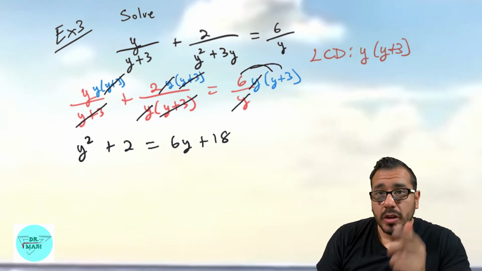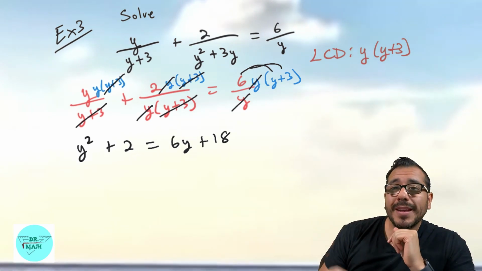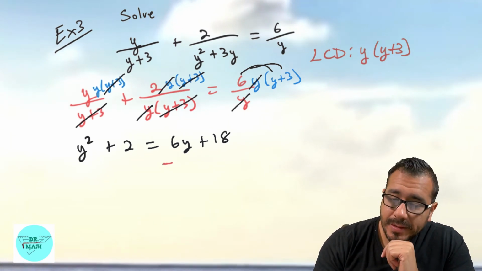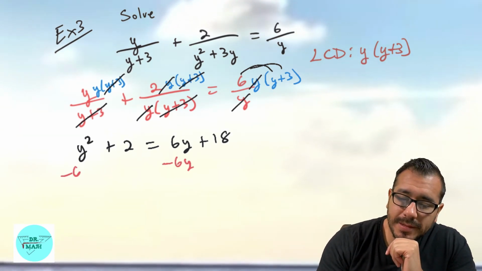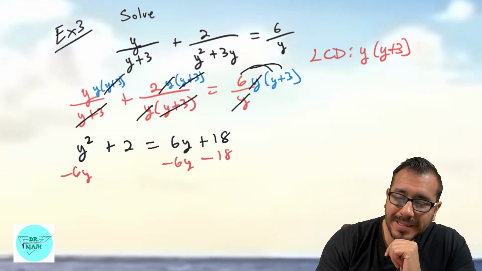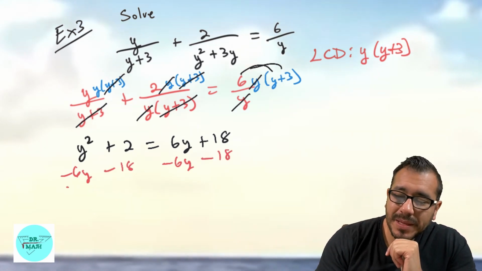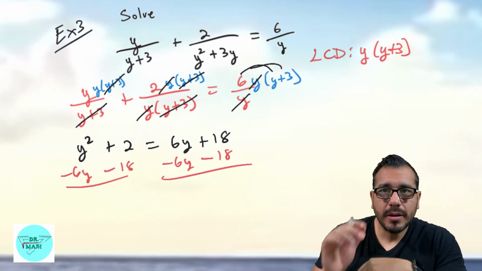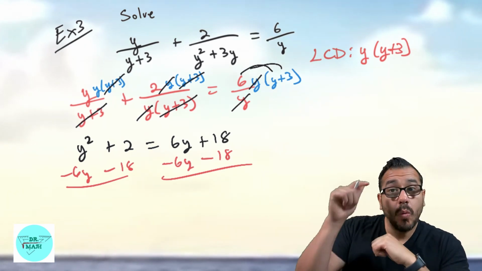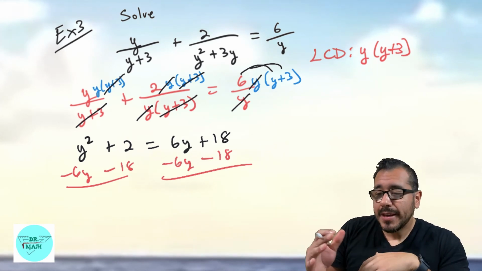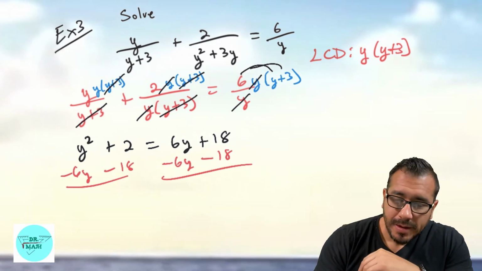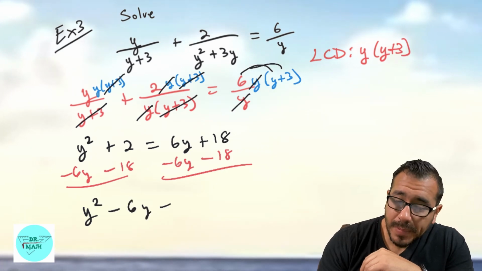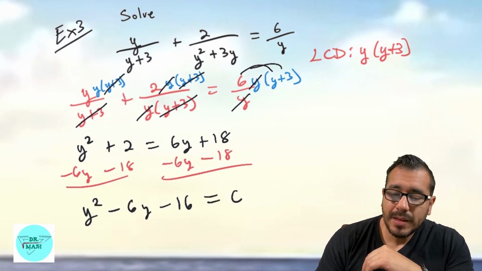All right, you know what to do. This is a quadratic, set one side equal to 0. So let's move this 6y to this side, and let's subtract this 18, move it to this side, because you want one side equal to 0. Which side? Doesn't matter. Set one of them equal to 0. Write that down, because later on you might get confused. So you're left with y squared minus 6y minus 16 equals 0.